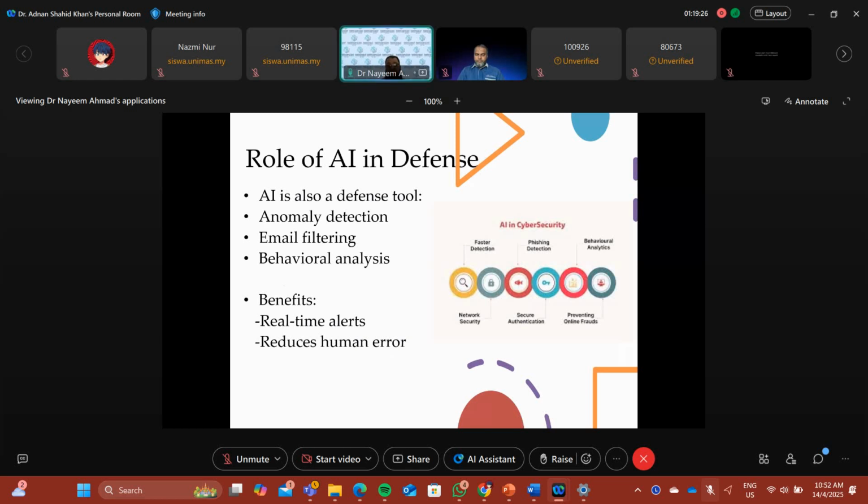AI itself can also play a very big role in defense in cybersecurity. Defensive AI tools analyze network patterns, detect anomalies, and block threats. For example, spam email filtering can be done using AI. Behavioral analysis can be done using AI. Facial recognition systems can use AI to detect any such attempt of theft. AI will help to reduce the reliance on human monitoring. Like in my university, we have one system in place.